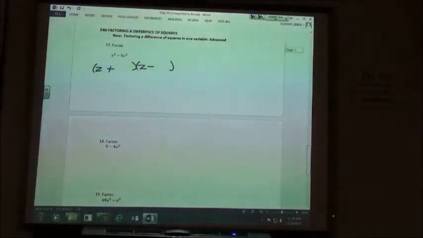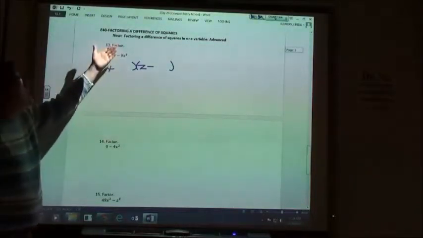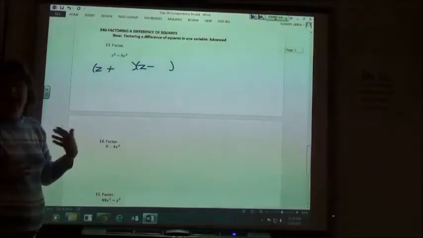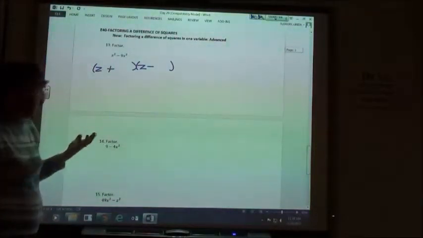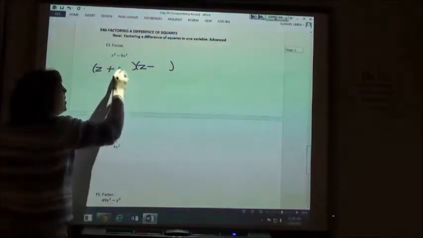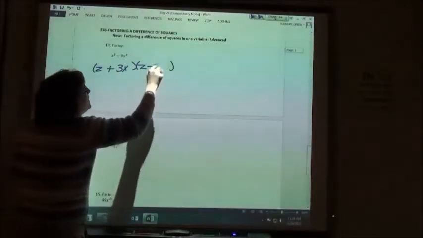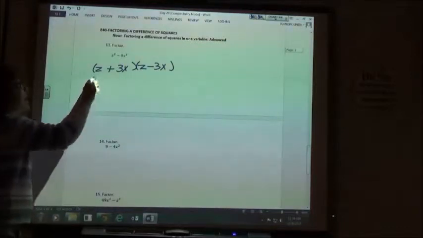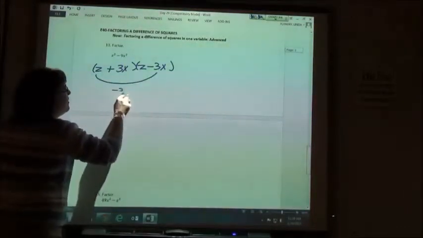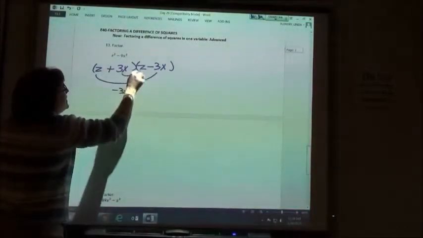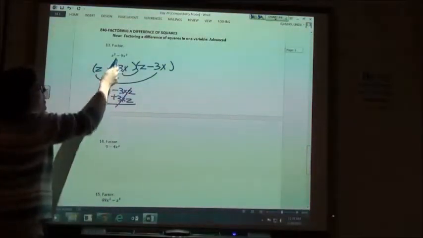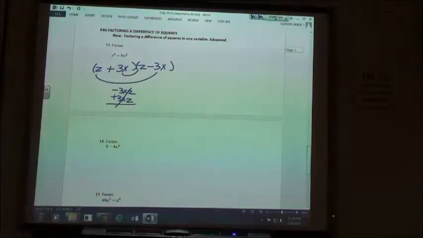Factors of 9x squared. Well, the key here is that you want to get 0 in the middle, and if I'm going to get a 0, I have to add and subtract the same number, opposites, right? Well, 9 is a perfect square. You get 9x squared by taking 3x times 3x. So when you foiled this out, the outside was negative 3xz, the inside is a positive 3xz, and those canceled out, and that's why you didn't get that middle term.